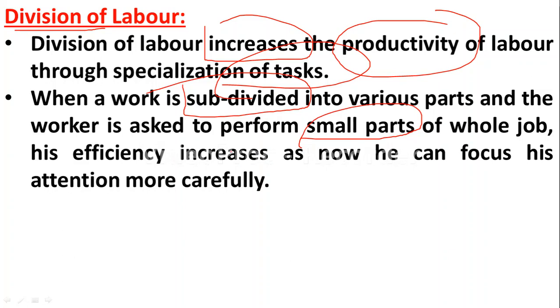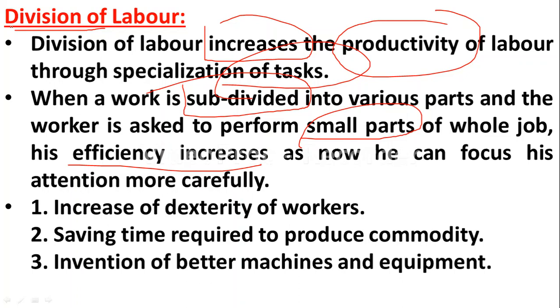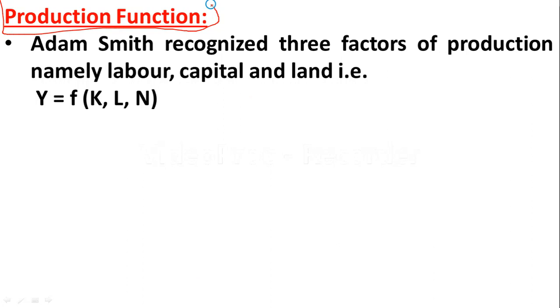Then this division of labor is going to increase the dexterity of workers. It will save time and help to produce more commodities. It will help the invention of better machines. Next, if you go through the production function given by Adam Smith, he stressed three important factors here: one is labor, second is capital, and the third is land. These are the three main factors of production stressed by Adam Smith.